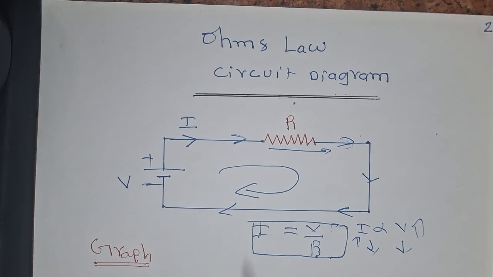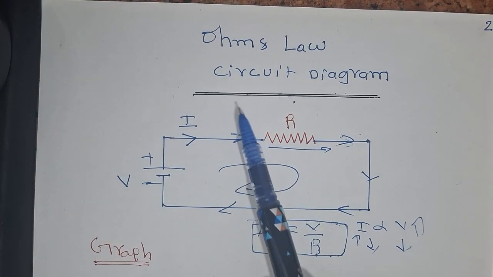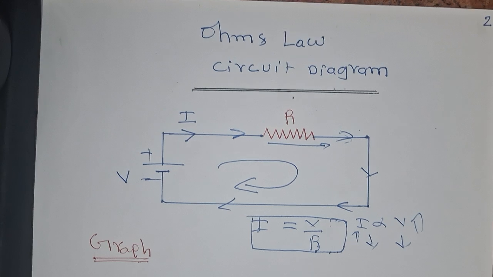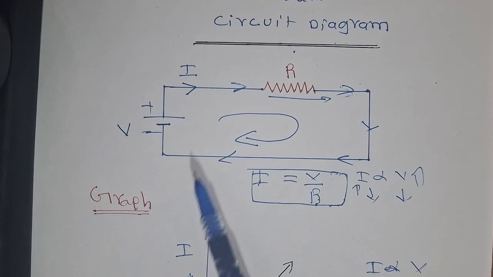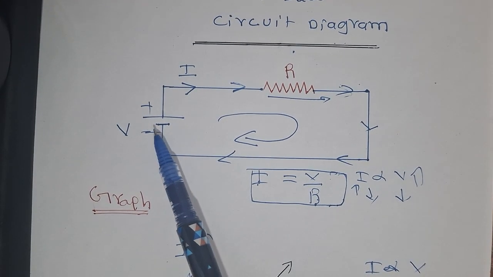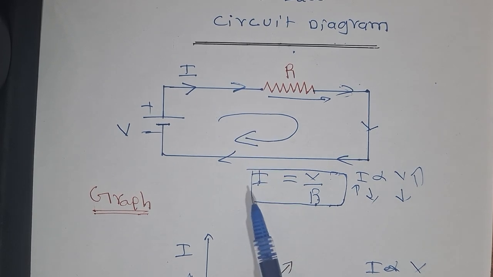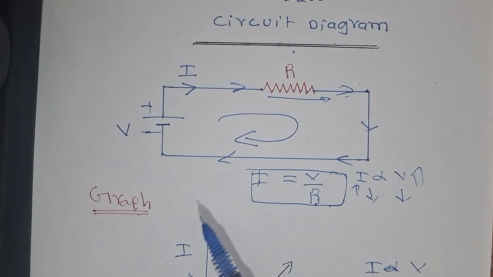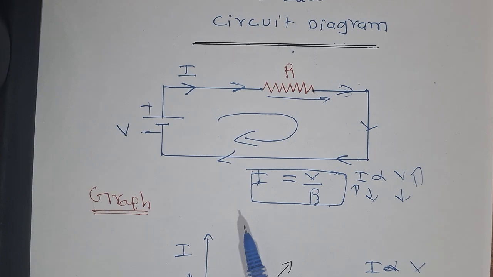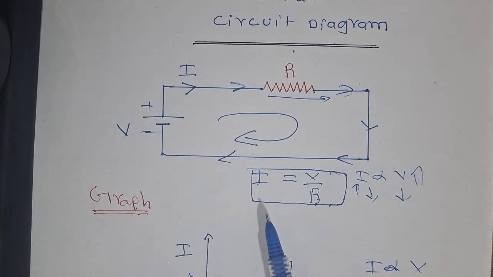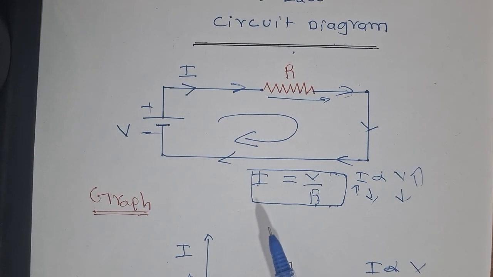Next, let us apply this Ohm's law definition to the circuit. What is given in the definition? Current I is directly proportional to the voltage and inversely proportional to the resistance when temperature is treated as constant. So we must keep the temperature of the circuit constant.